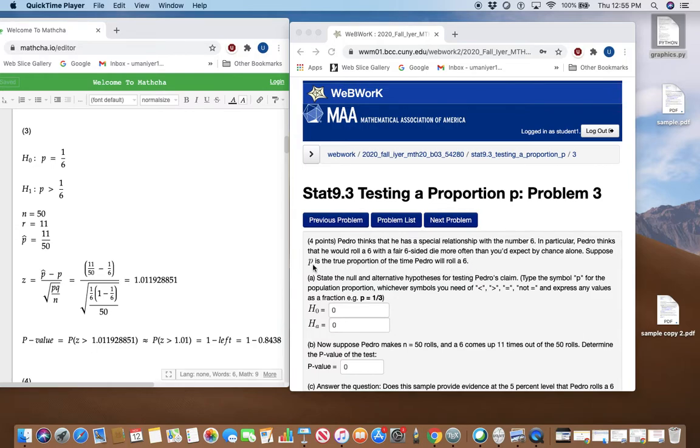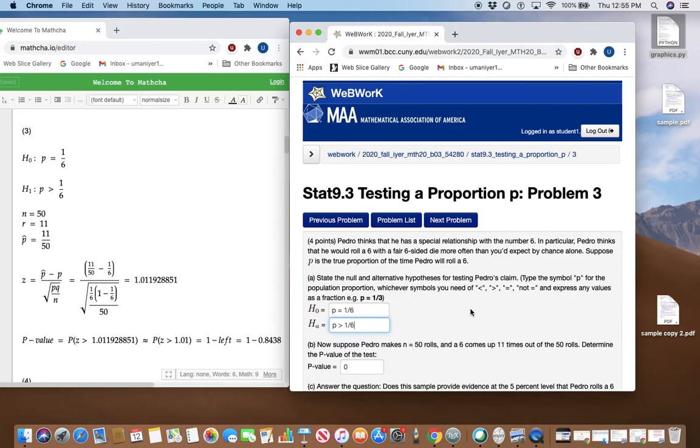Well, the true proportion: you have a 6-sided die. How do you get a 6? 1 out of 6 times. So the null hypothesis is P equals 1 out of 6. Okay? But Pedro thinks he can do better than the true proportion. So the alternate hypothesis is P greater than 1 out of 6.